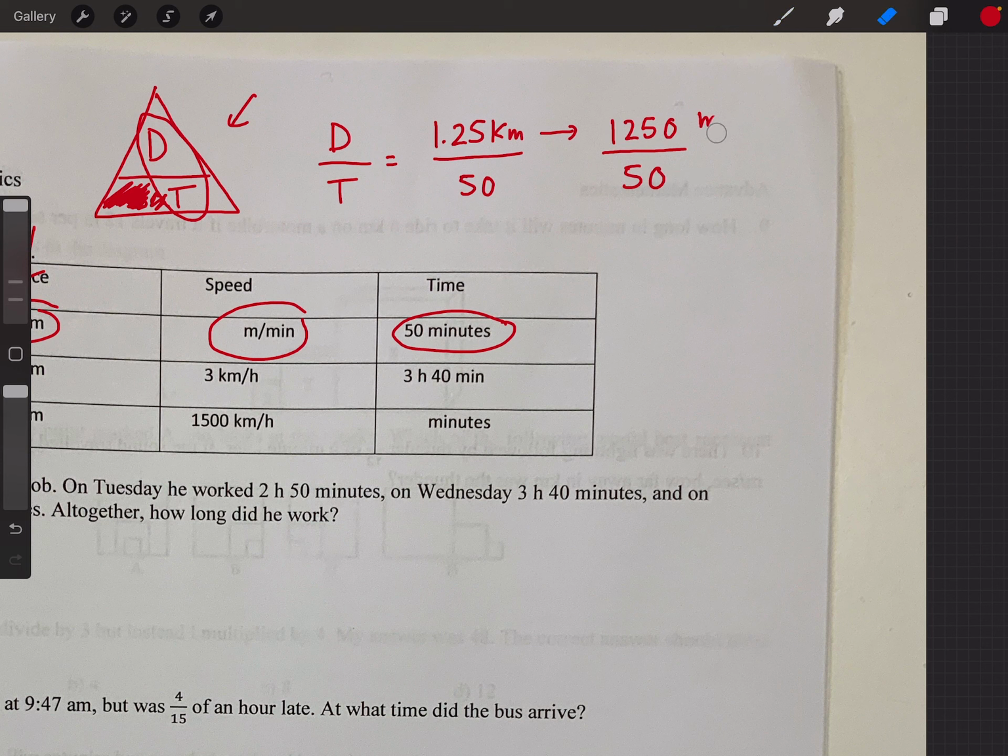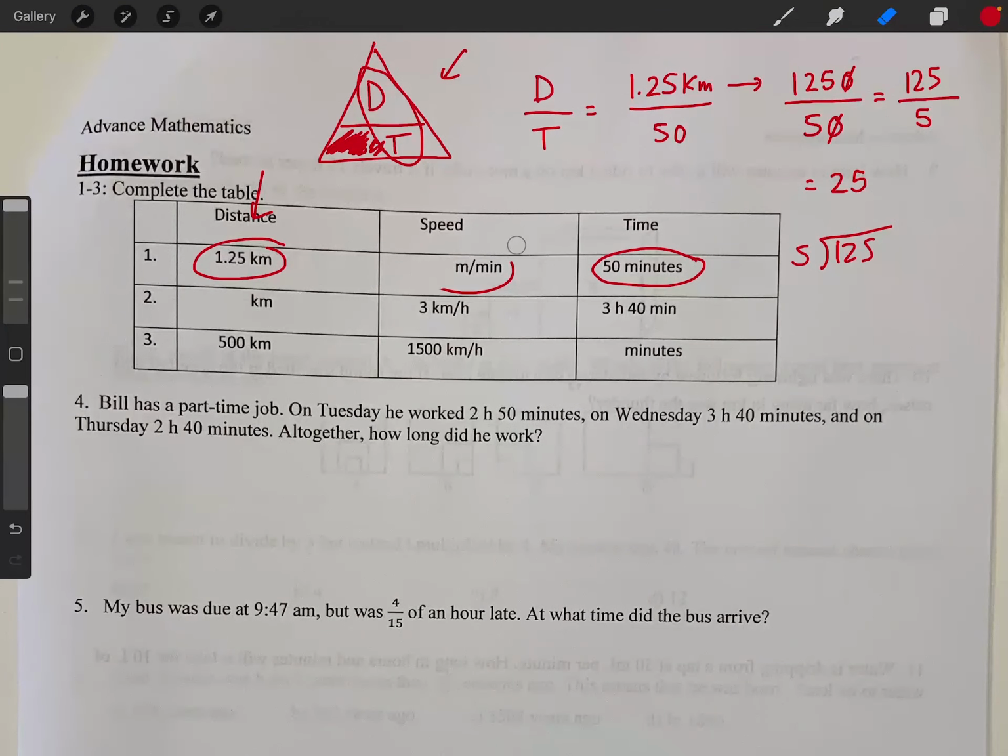So now we can start simplifying. We can cross out the zeros, one from the top and one from the bottom, and you have 125 over 5. Now this is an improper fraction, so let's change it to a mixed numeral. How many 5s in 125? Just do 125 divided by 5, and you'll see that it's exactly 25, no remainders. So therefore, the answer is going to be 25 meters per minute.